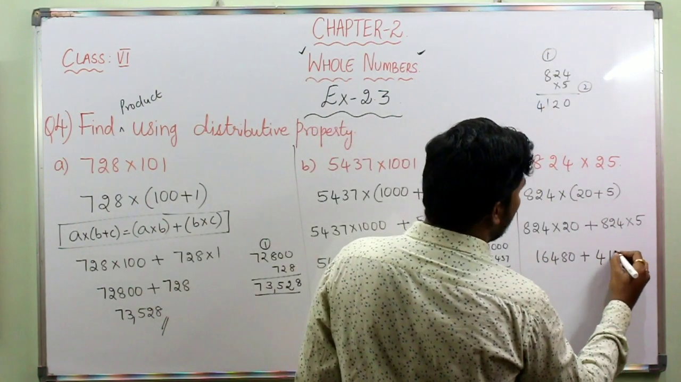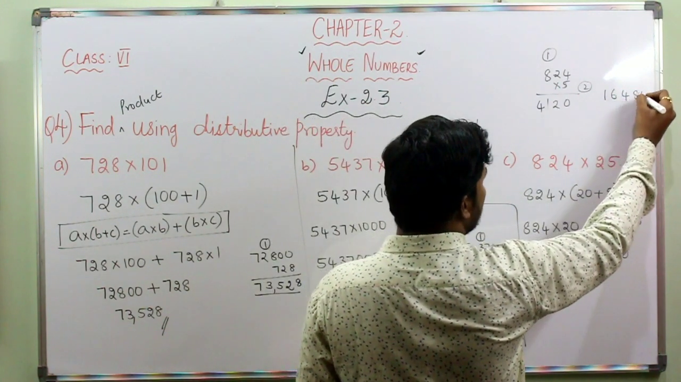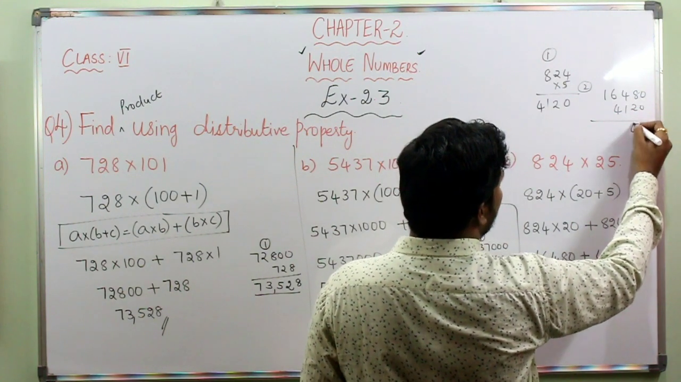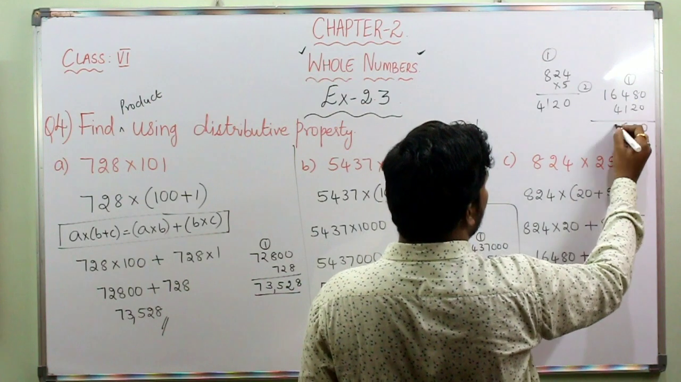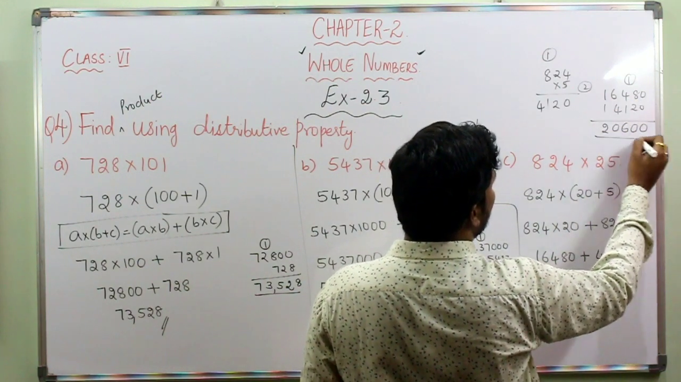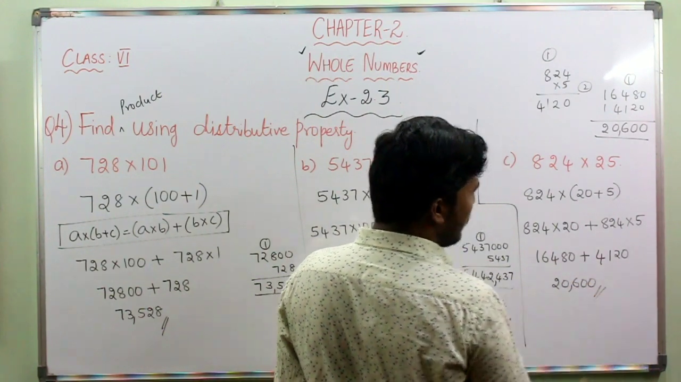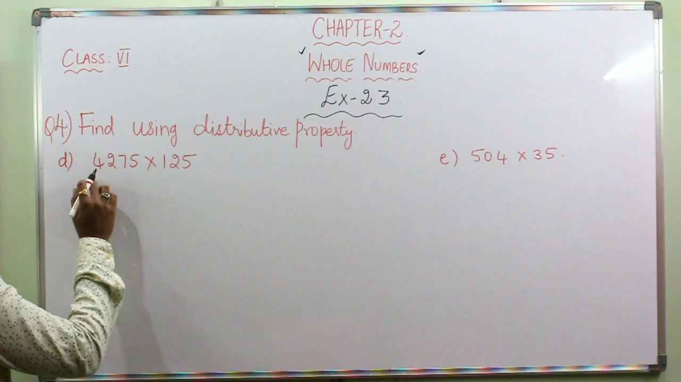So 4120. Add both the numbers 16480 and 4120. Then I will be getting 0, 8 plus 2 is 10, 4 plus 1 is 5, 5 plus 1 is 6, 6 plus 4 is 10, and 1 plus 1 is 2. Then it will become 20,600.